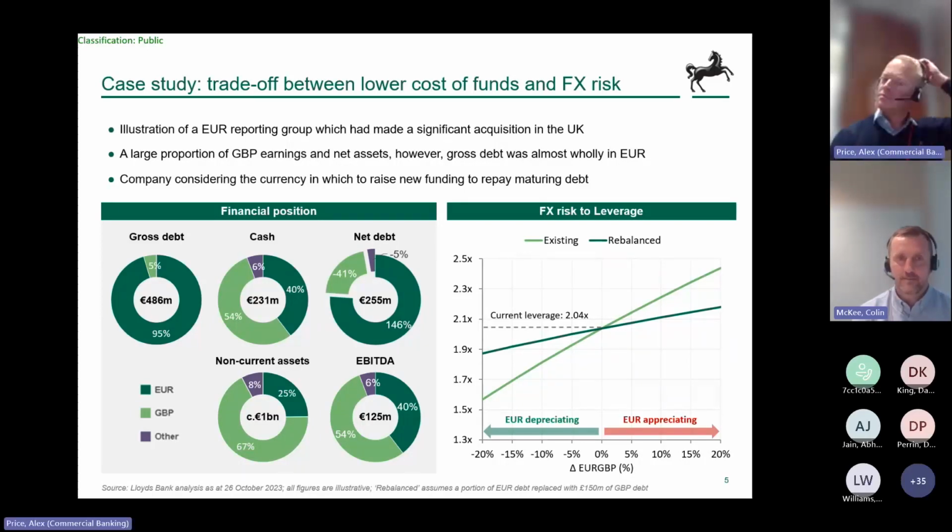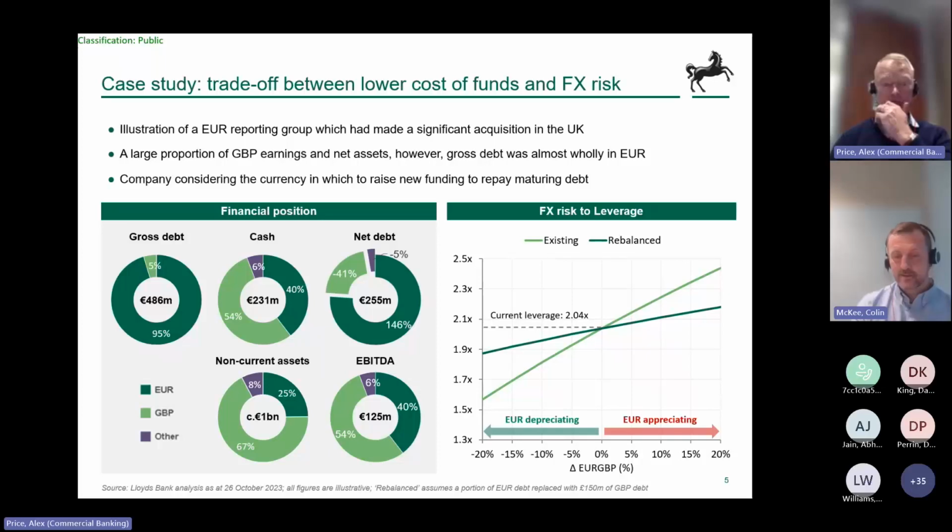You can see a pretty stark mismatch between net debt, which is, as I said, more than 100% euro based, and EBITDA, in which you have 54% sterling EBITDA, and indeed non-current assets even more than that, because the recent acquisition will very probably include a decent chunk of goodwill as well. So this isn't particularly unusual to see an imbalance of this nature.